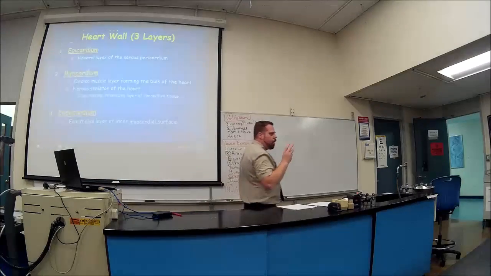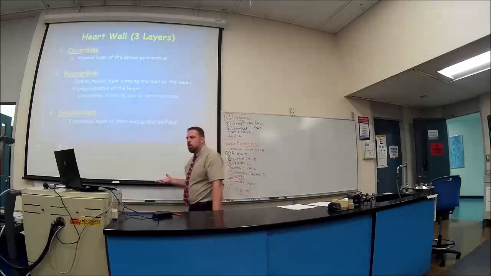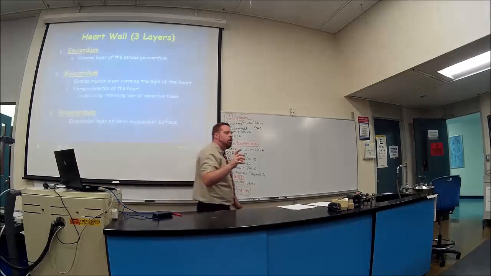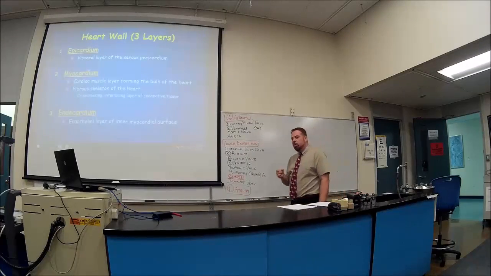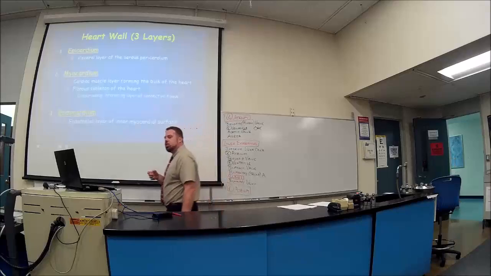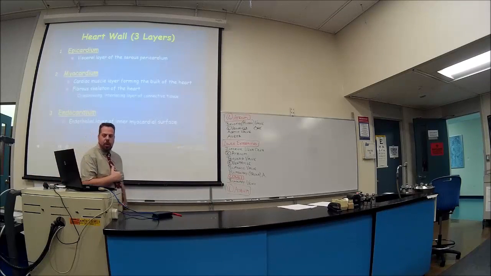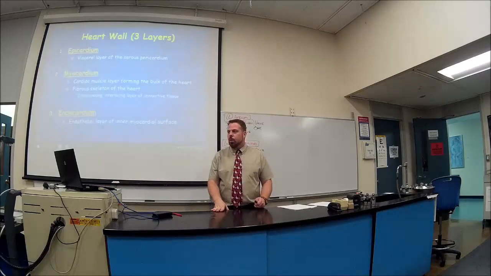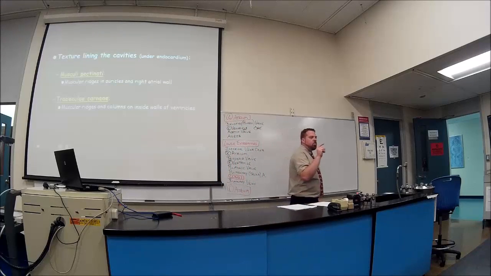So the heart wall has 3 layers. The epicardium, which is the visceral layer. The myocardium, which is the much thicker muscular layer that's going to contract the heart. And then inside the cavities of the heart, it's lined with another type of endothelial tissue, and we call that the endocardium. And I'll show you a picture of that in a second.